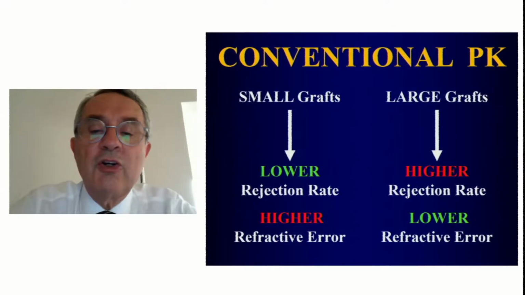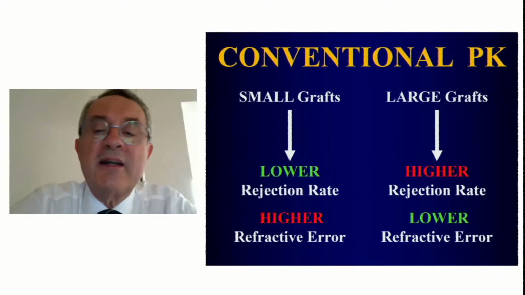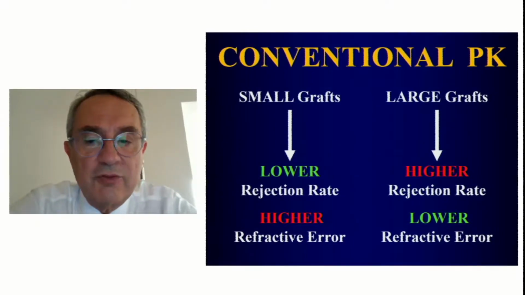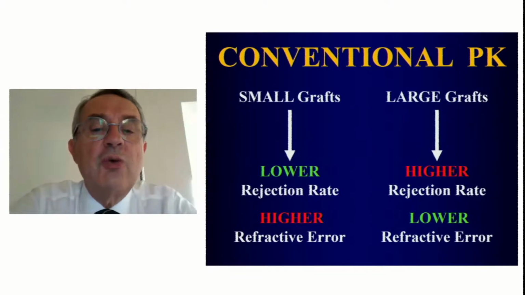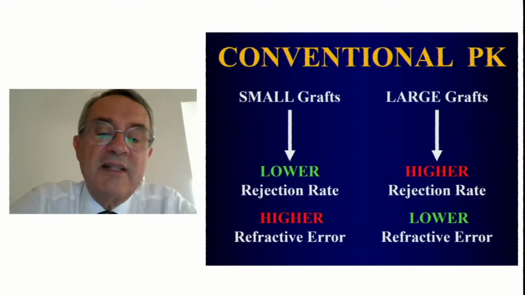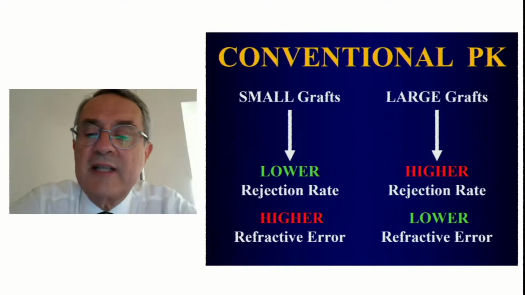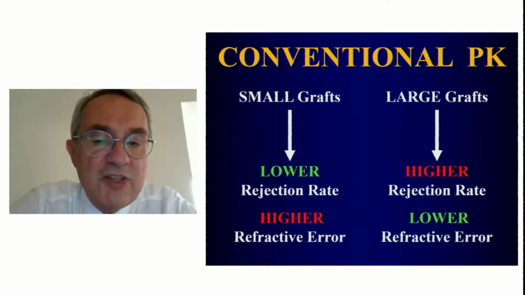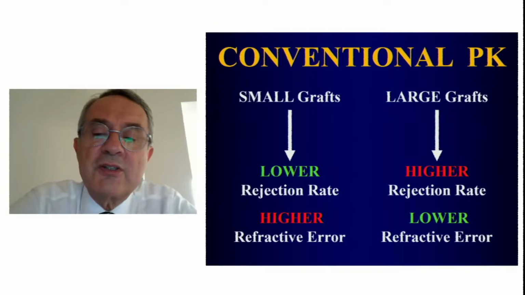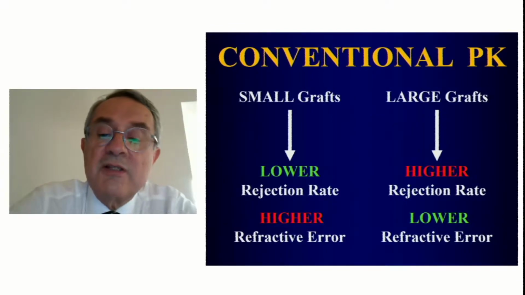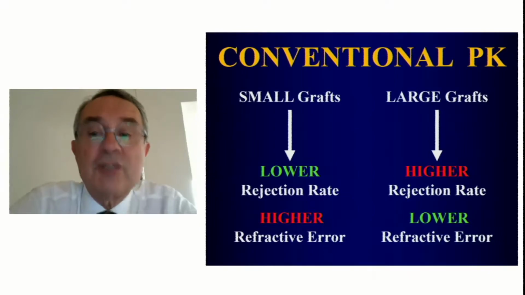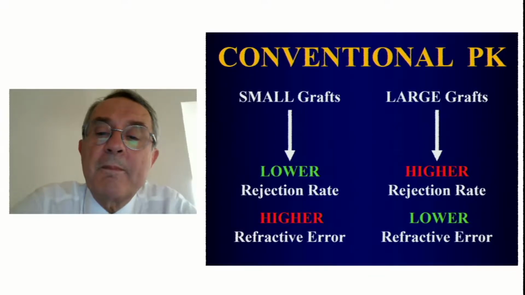We all know very well there are advantages in the sizes of grafts. Small grafts have advantages, but their optical properties are not very good because they are often very distorted, even if they remain clear. The opposite is true for large grafts. These grafts usually have less refractive error, but the possibility of rejection is much higher because they get close to the limbus, and for many reasons, they are more prone to be rejected. Next slide.